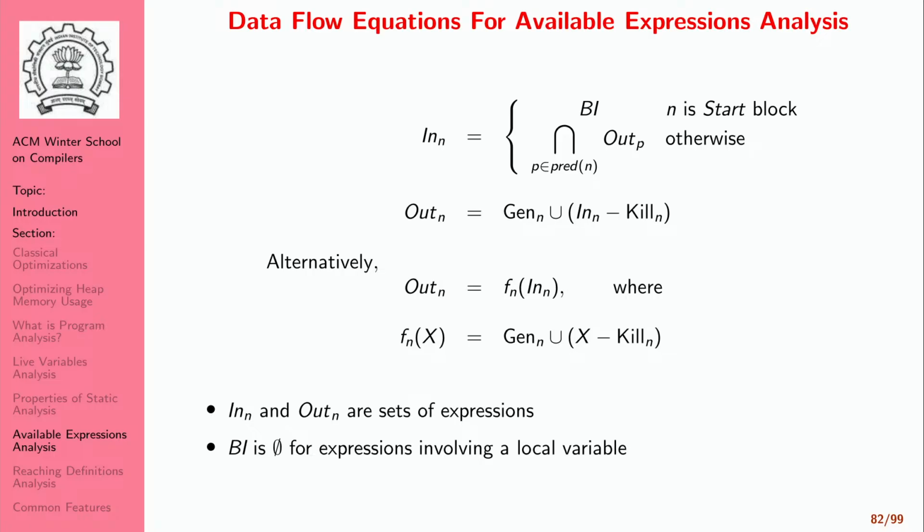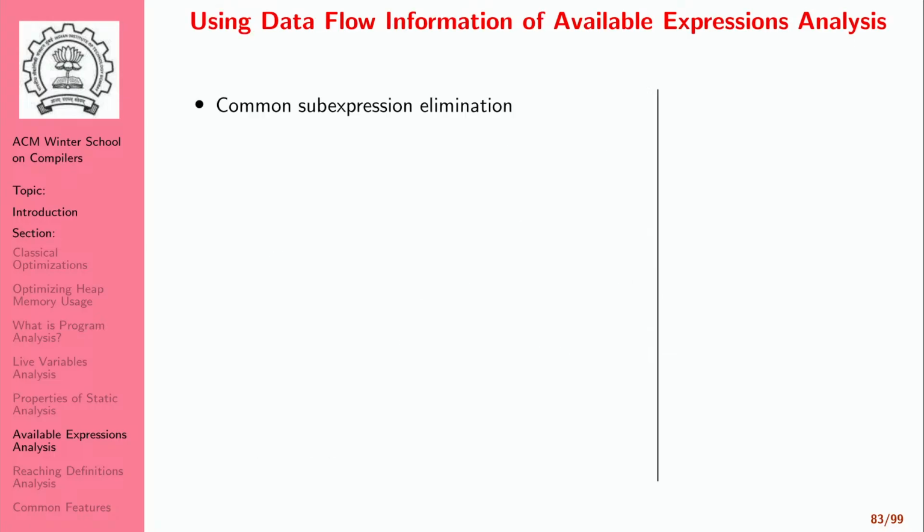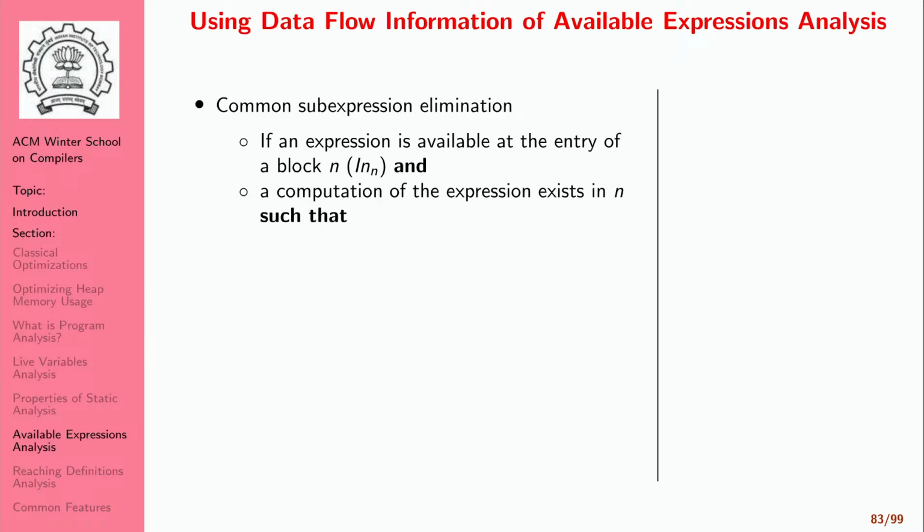So this is the data flow equation, and so how do you use it for common sub-expression elimination? The first thing is, in order for us to eliminate an expression as an instance of a common sub-expression, first of all the expression has to be available at the entry of the block. Okay, then we must have a computation of the expression within the block. It's required. If you don't have a computation of the expression, what are you going to eliminate anyway?